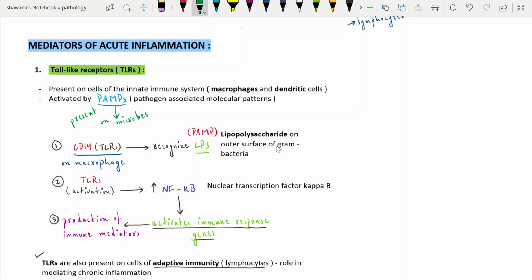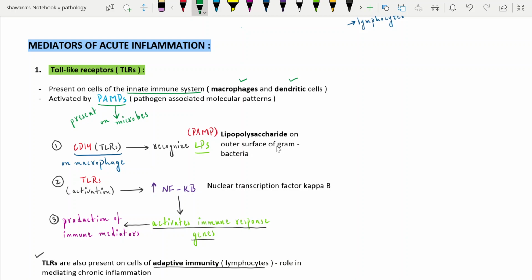Toll-like receptors are present on the cells of the innate immune system. They are present on the macrophages and the dendritic cells. What is the function of TLR? TLR function is to identify the pathogen, right? And how is it going to identify the pathogen? The pathogens have PAMPs. PAMPs are known as pathogen associated molecular patterns, and these are recognized by the TLRs. The toll-like receptor recognizes these PAMPs and then mediates the inflammation.